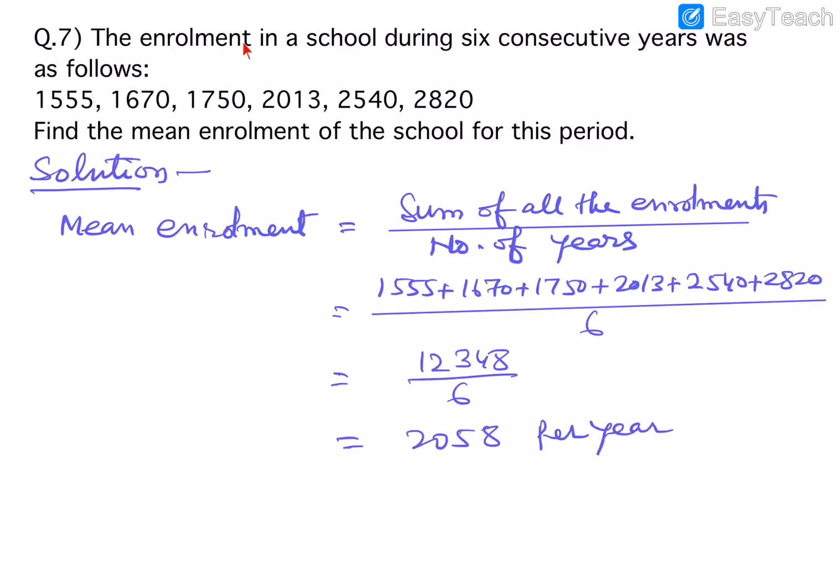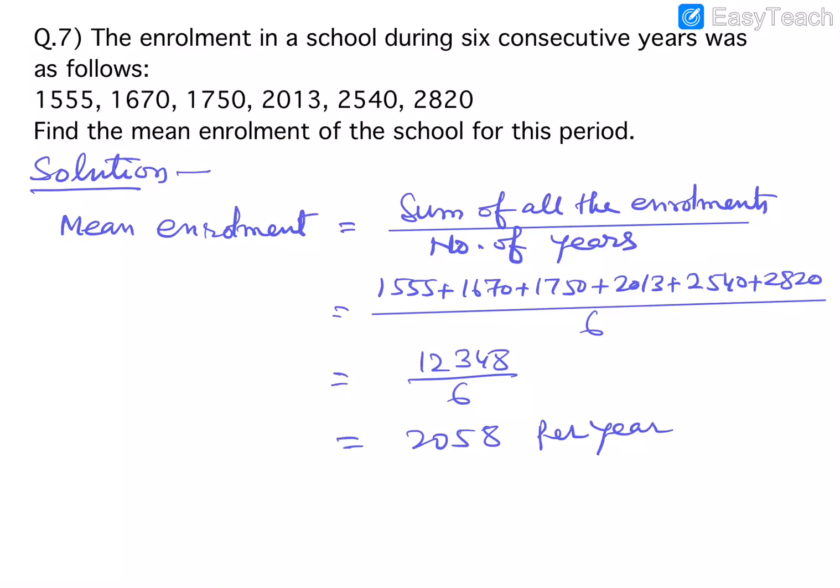Question number 7. The enrollment in a school during 6 consecutive years was as follows: 1555. Then in next year enrollment was 1670. Then in third year enrollment was 1750 and so on. Find the mean enrollment of the school for this period.